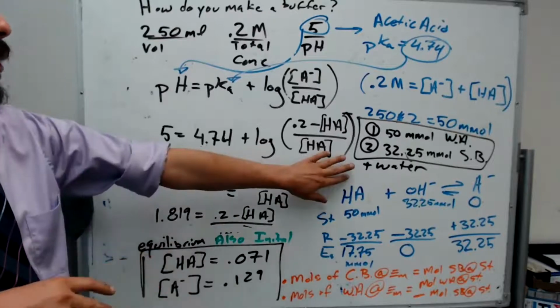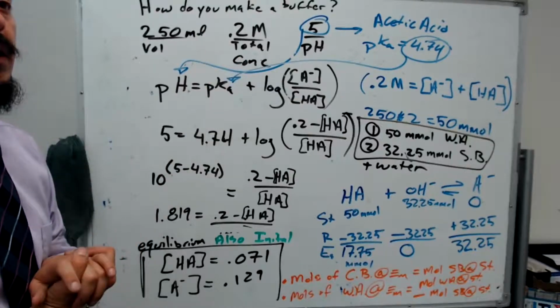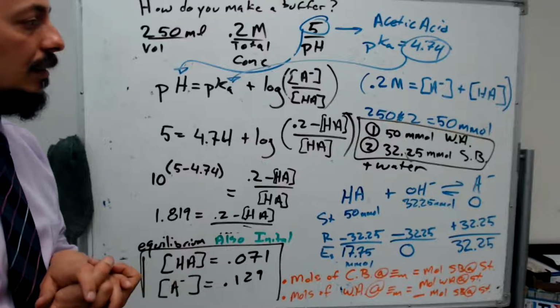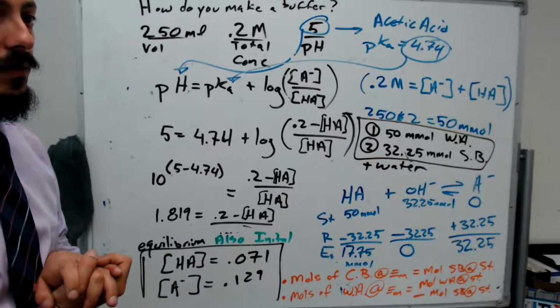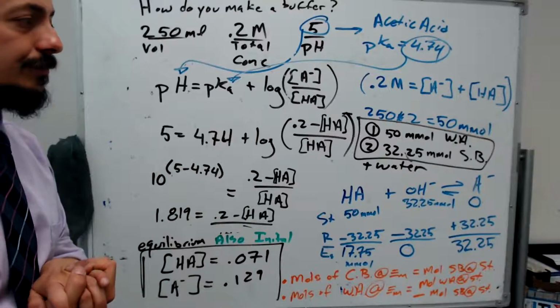These numbers are going to be higher than your numbers because we're using a higher total molarity. You should get numbers that are a bit lower. So that would be the final answer then? Like, how do you make a buffer? And it would be you add this much weak acid, this much strong base, and this much water.